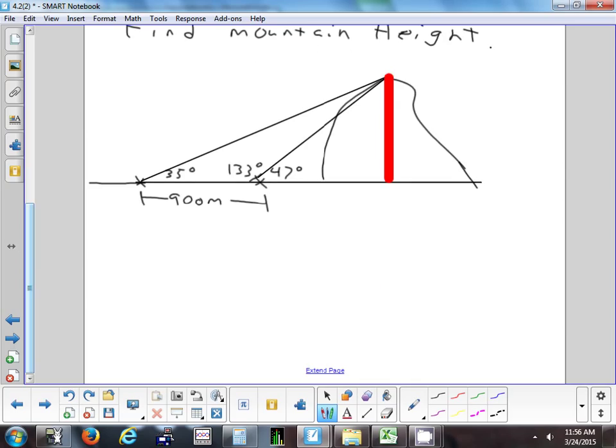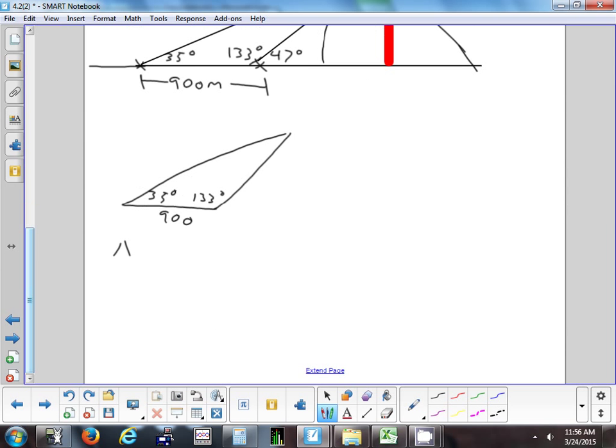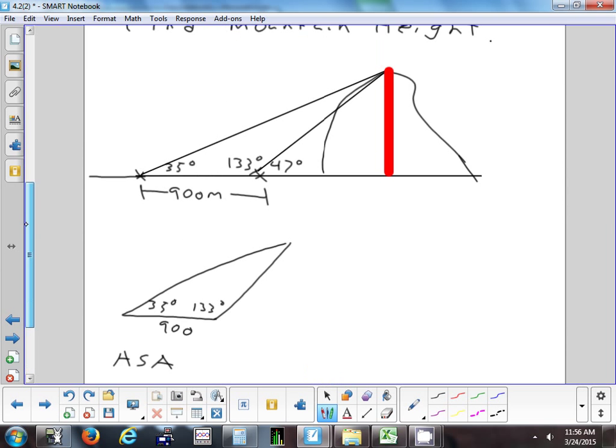Okay, let me sketch that triangle we have on the left. Looks like this. This side's 900, 35, 133. What kind of triangle is that? Using our three letters, that's an angle side angle. Okay. So using law of sines, we can solve that problem. Now, is any side in that triangle the height of the mountain? No. But if we could find how long that side is right there, that's this side right here.